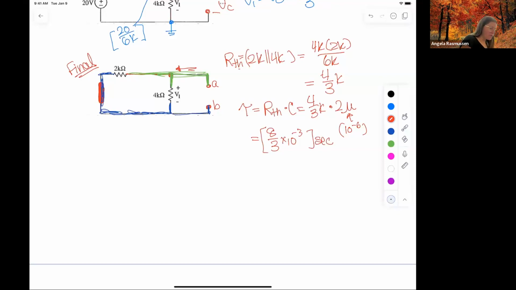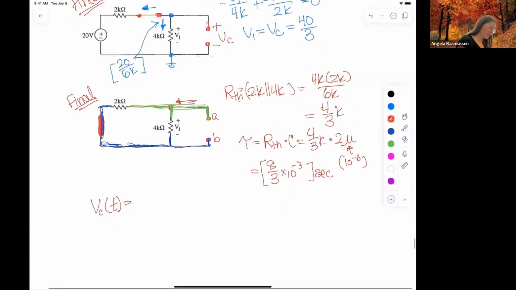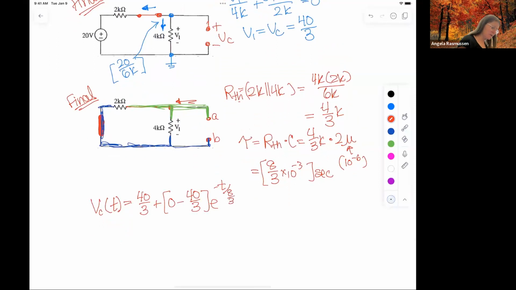And then the general form is going to be the final value, which was 40/3, plus the initial, which was 0, minus 40/3 for your final, e to the minus t over 8/3 times 10 to the minus 3. And that's going to be in volts.